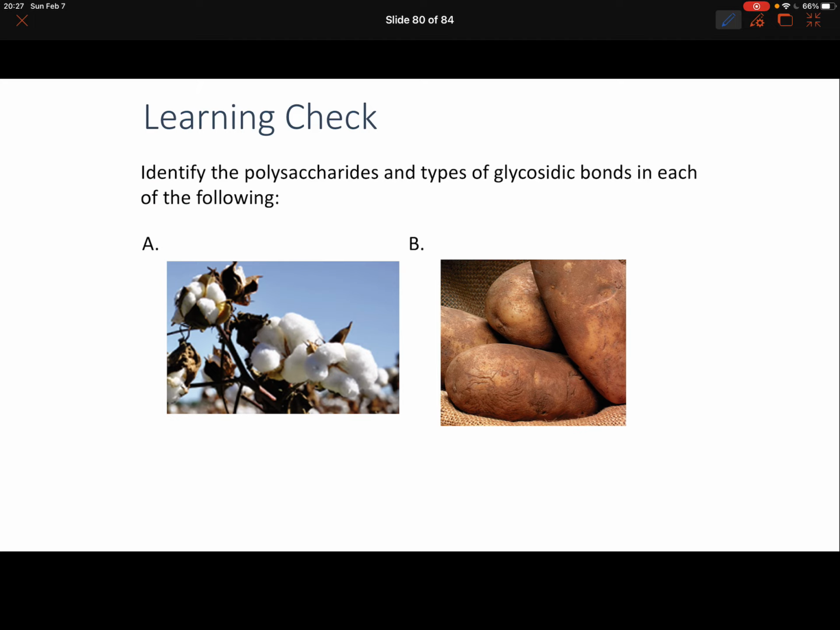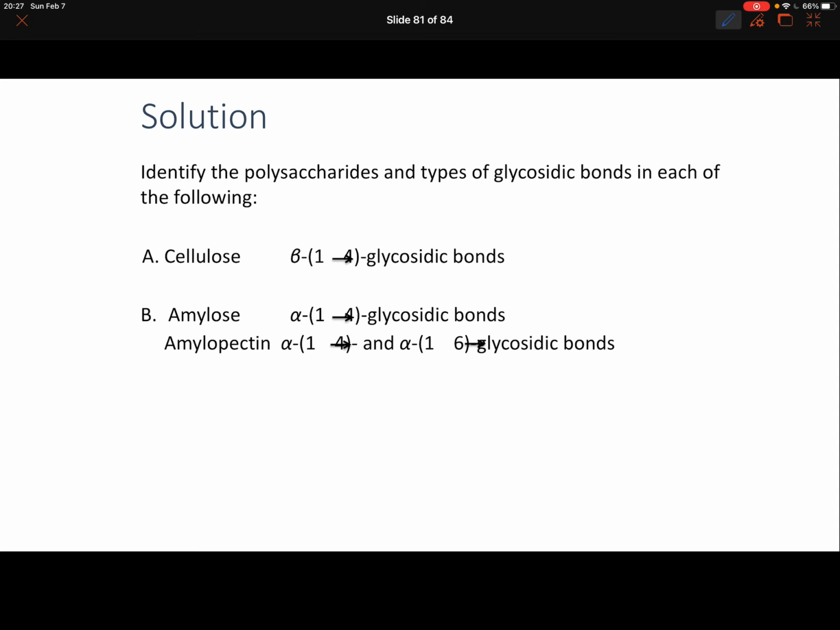All right, learning check. Identify the polysaccharide and the types of glycosidic bonds in each of the following. So A and B. Pause it, give it a shot. A is cotton and B is a potato. So A was cellulose, it only has beta 1,4 bonds. B was a starch, so it contains amylose, which is alpha 1,4, and amylopectin, which is alpha 1,4, alpha 1,6.